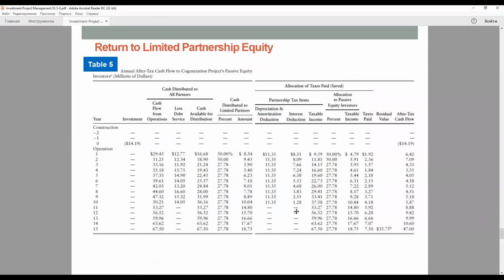And what does it lead to? It leads to the calculation of returns. The projected operating cash flows in Table 3 in the previous slide form the basis for measuring the expected rates of return for different parties of the project, that is, the engineering firm, the local utility, and the passive equity investors.